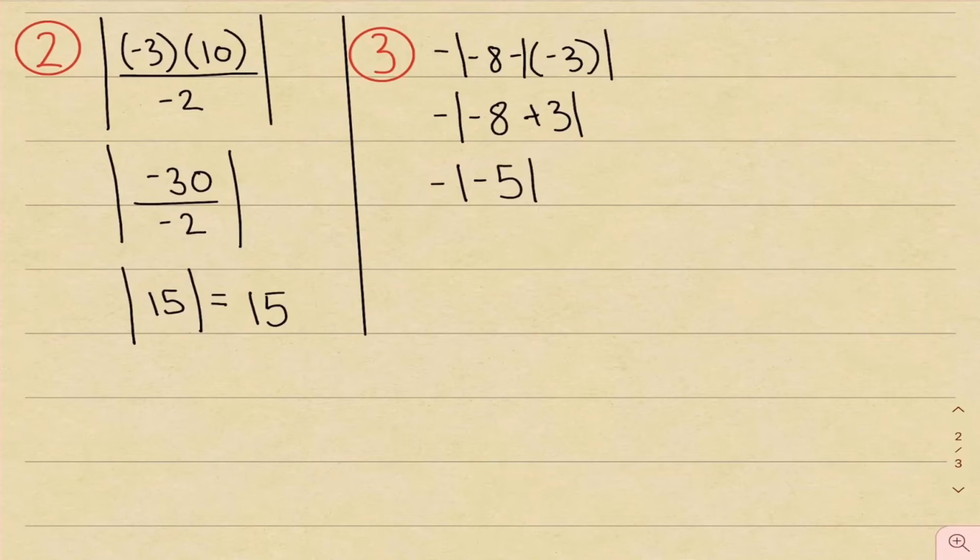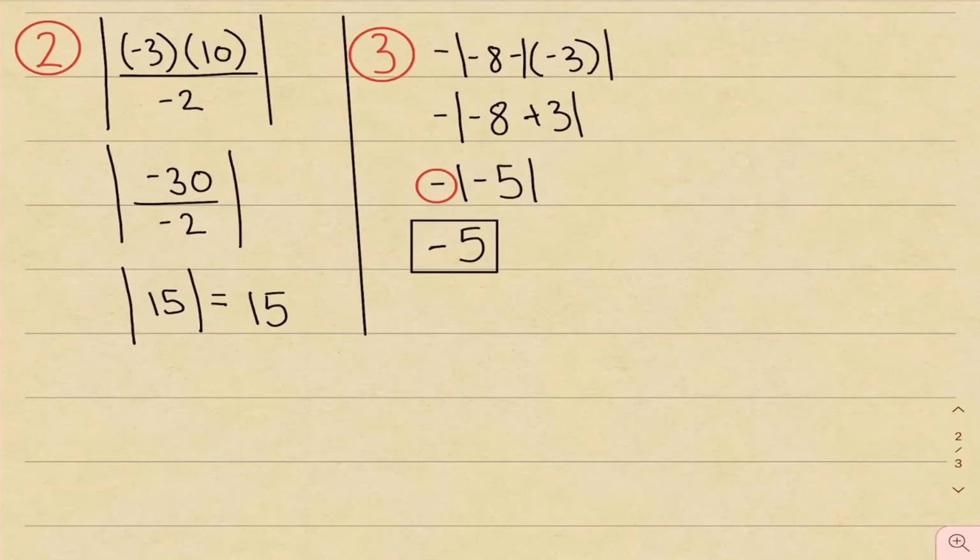So now how do I do this? You guys shouldn't get confused with this negative sign over here. This negative sign is outside of the absolute value, so that negative sign just stays there. I'm just going to rewrite it here. Now I have the absolute value of negative 5. The absolute value of negative 5 is just positive 5. So the answer is going to be negative 5.